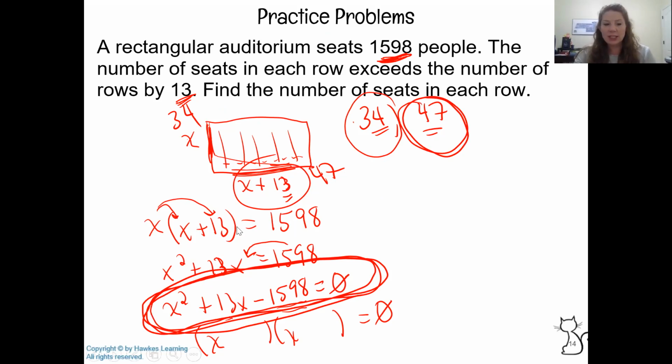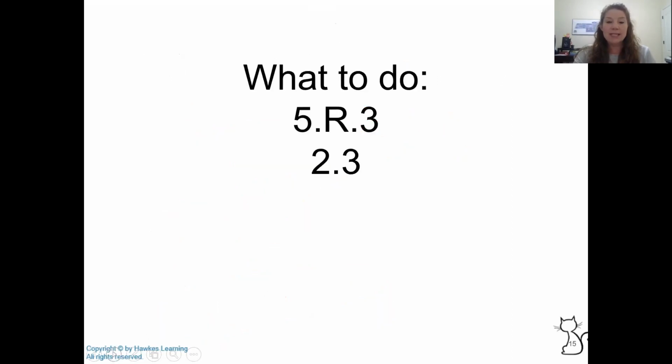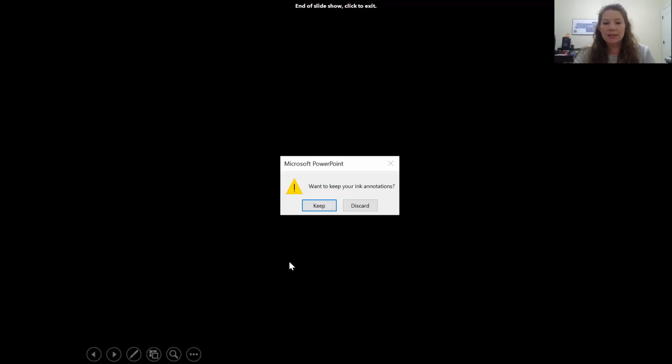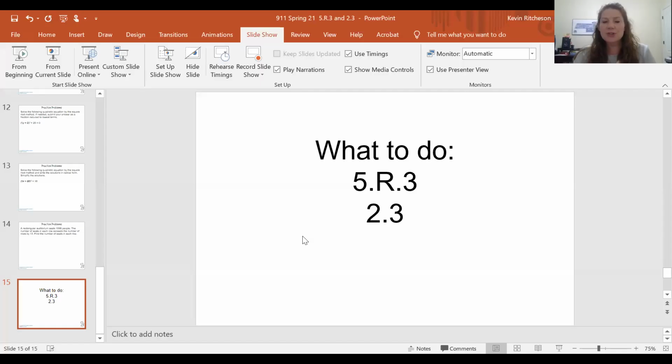All right, so just a little extra help there on these word problems. That was it on this section. Oh, do we still have to do one more section? Oh, that was what you're supposed to do for homework, okay? So make sure you get done 5.R.3 and 2.3 for Monday or Tuesday, and then for the other class I'll make you another video.